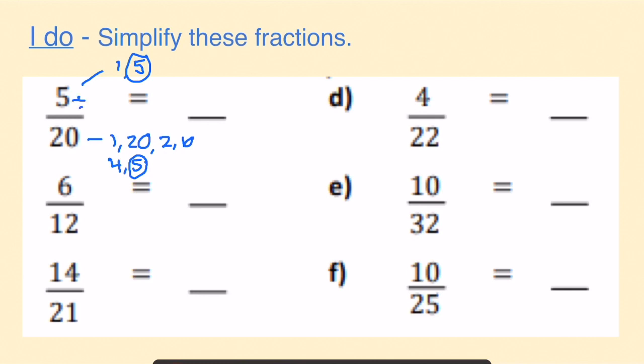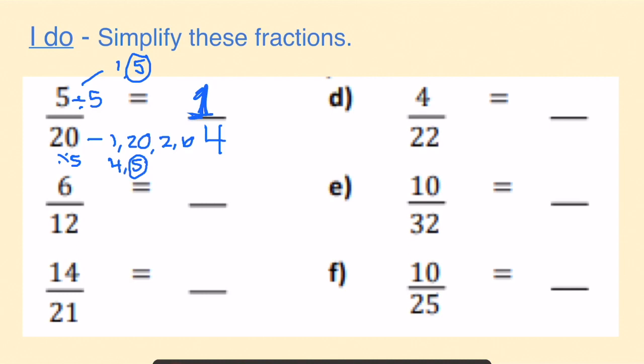5 divided by 5 is 1. That's going to be my new numerator. And then 20 divided by 5 is 4. So my new fraction, the simplified version, is 1/4.